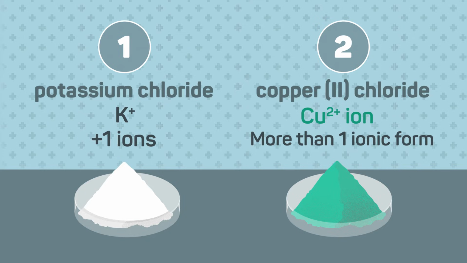As potassium chloride has no colour and copper 2 chloride is a blue-green colour, it's reasonable to assume that the colour is caused by the presence of the copper positive 2 ion. Indeed, all simple compounds of transition metals are highly coloured, unlike those of group 1, which are all white.